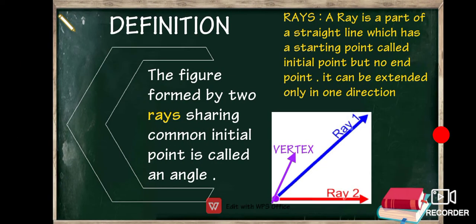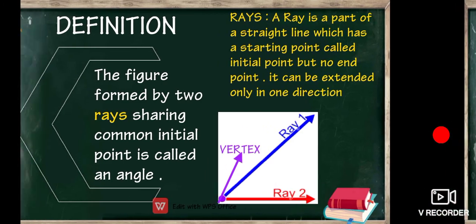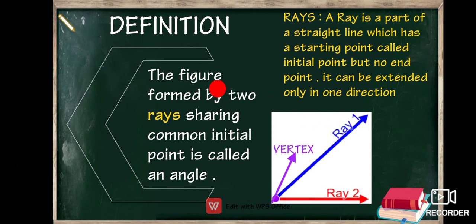First, we can move on to the definition of the angle. You can see the definition here. The figure formed by two rays. Do you know the meaning of rays? You can see here, a ray is nothing but a part of a straight line which has a starting point called the initial point but no end point. It can be extended only in one direction. So you can see in this image it has only one starting point and it is extended. The line is extended only in one direction and has no ending point. So we have marked an arrow mark here.